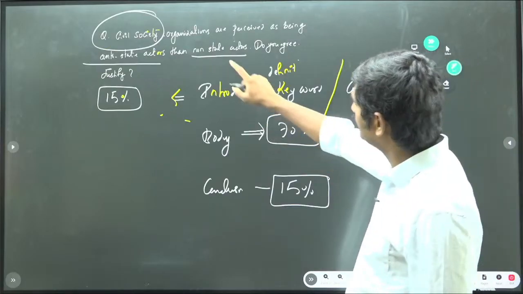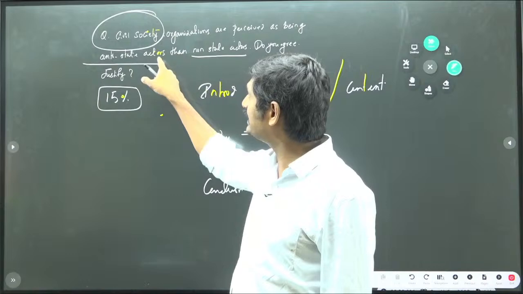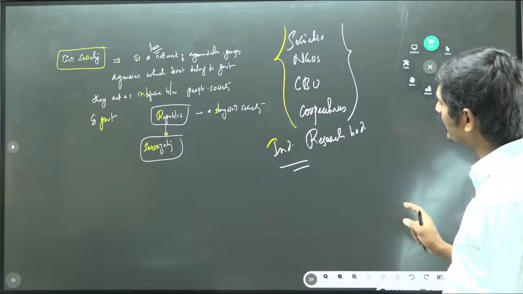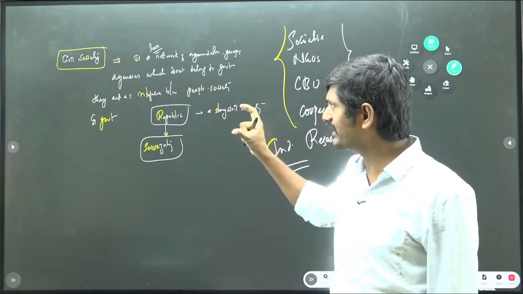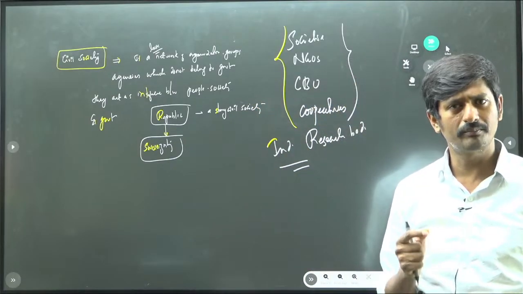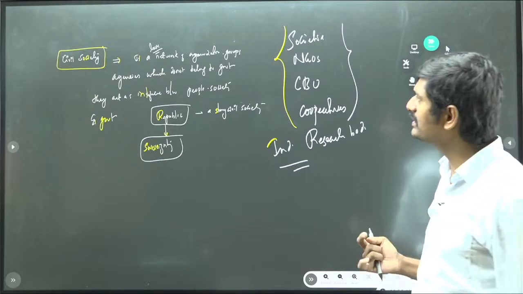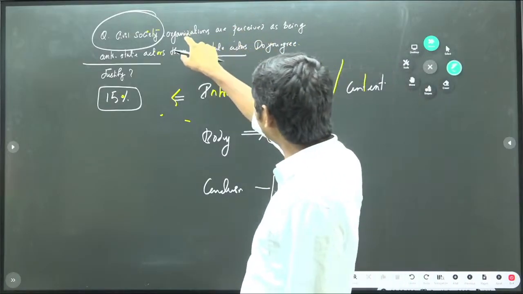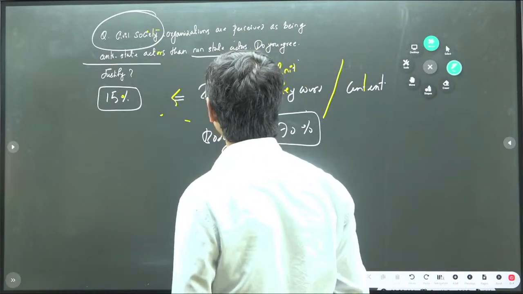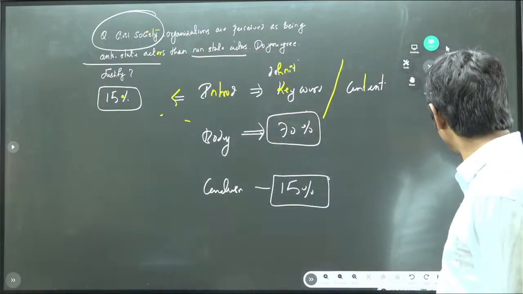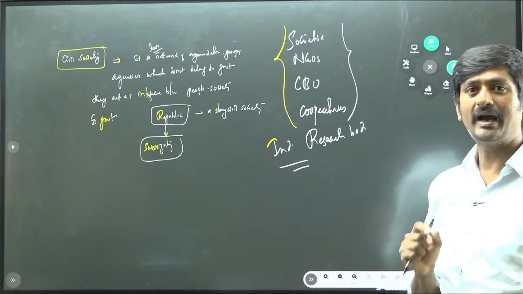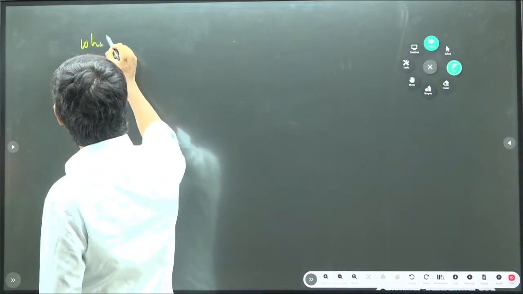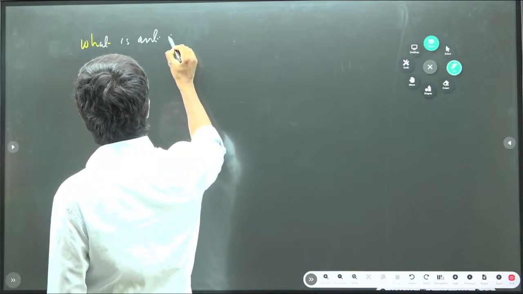Civil society organizations are perceived as being anti-state actors. First of all, you need to know what civil society is. You don't need to write too many points; you need to write the very essential components related to civil society. Then what else you need to understand is that they are perceived as being anti-state actors rather than non-state actors. So you need to understand the difference between an anti-state actor and a non-state actor. What is an anti-state actor?